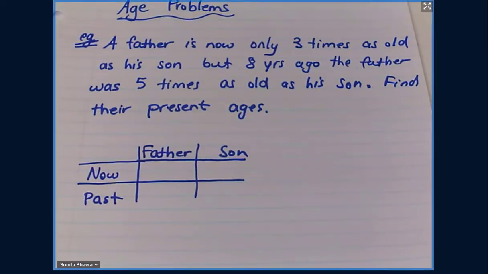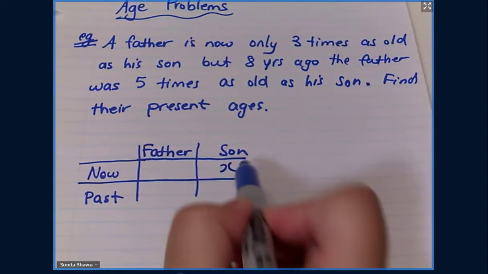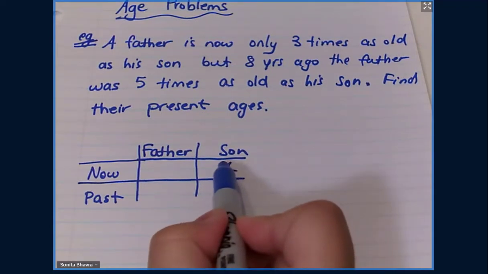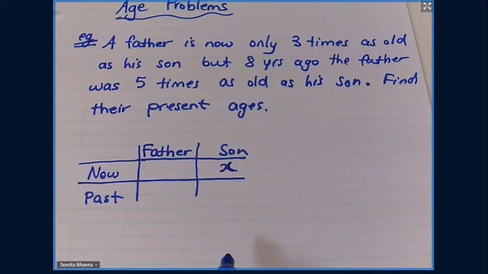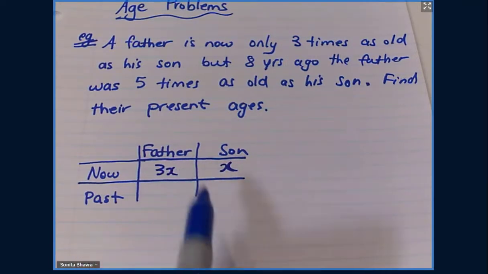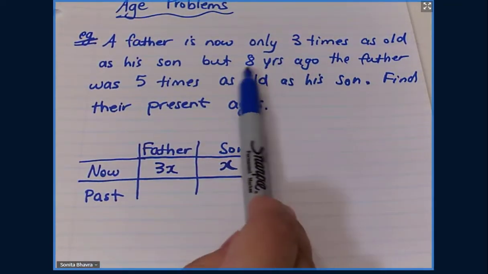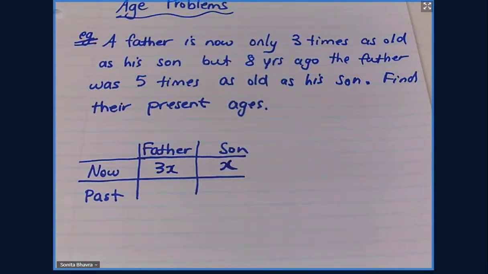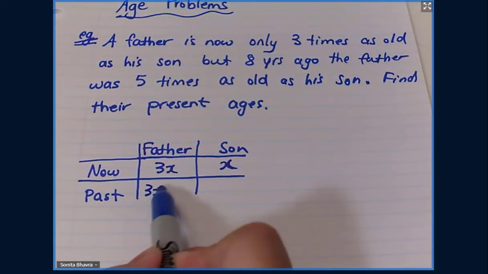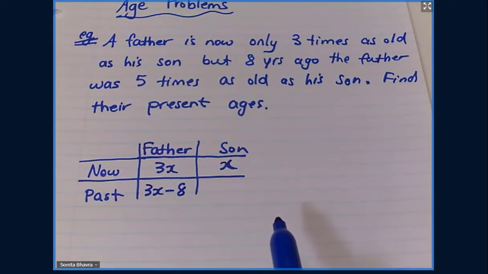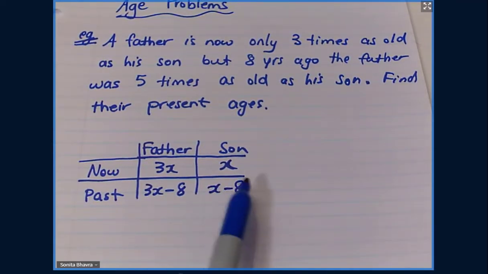So what we know is that a father is now only 3 times as old as his son. So we'll say that the son is x and the father is 3 times as old as his son, so the father is 3x. All right, but we know 8 years ago, so in the past, the father was 5 times as old as his son. So we're going to put here 3x minus 8 because it's 8 years ago, and then x minus 8 here as well to represent that it was also 8 years ago.